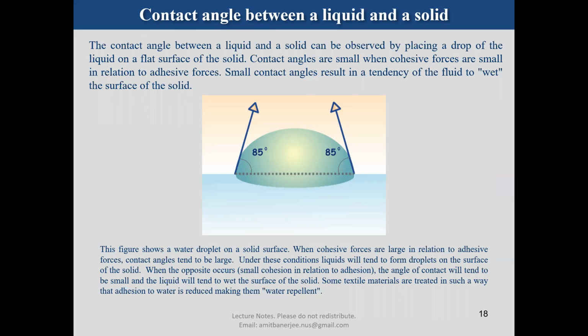When the opposite occurs, a small cohesion in relation to the adhesion, the angle of contact will tend to be small and the liquid will tend to wet the surface of the solid. Some textile materials are treated in such a way that adhesion to the water is reduced, making them water repellent.